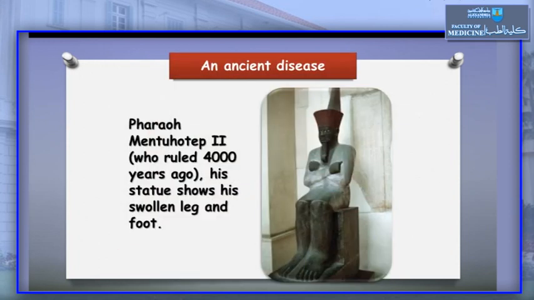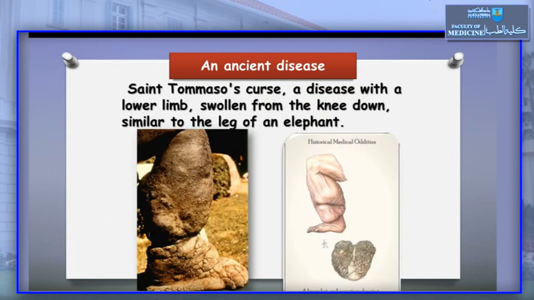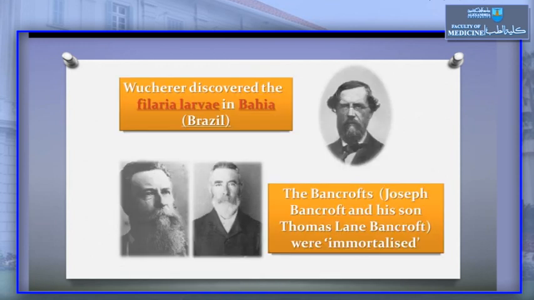Regarding Wuchereria bancrofti, it causes what's known as elephantiasis, which is an ancient disease that has been known since the pharaohs. Pharaoh Mentuhotep II, who ruled Egypt 4,000 years ago, had the disease. Additionally, it was known to cause a curse that is named the San Tomasco curse. Wuchereria bancrofti was named according to its discoverers, Bancroft and the two Brugias, the father and the son.